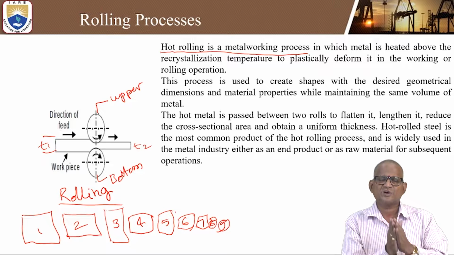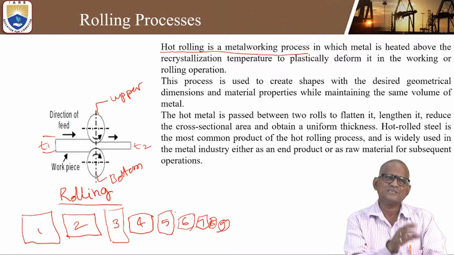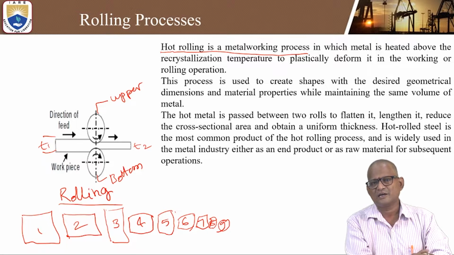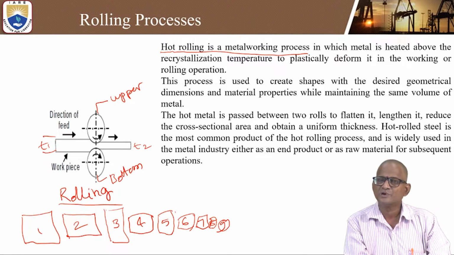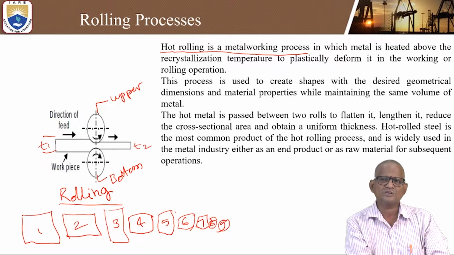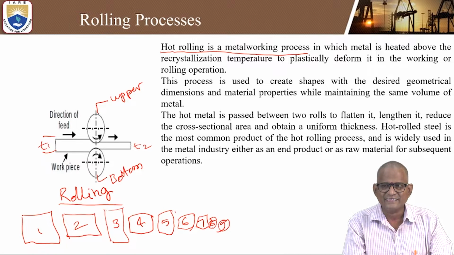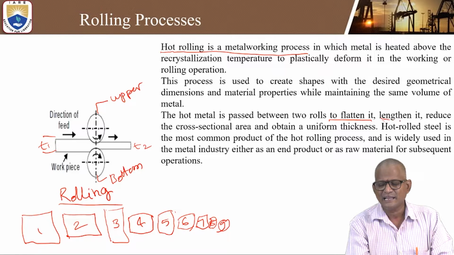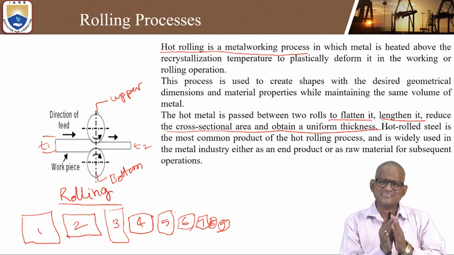So this is hot rolling. This workpiece will be in a red heated condition. Once it is heated, you can keep it through cranes and some equipment, where it is difficult for a human being to handle. You can use some equipment to transfer the raw material and fix it in the two rollers. Whenever the hot metal is passed in between the two rollers, it is flattened and lengthened, and the cross sectional area is reduced to obtain uniform thickness. This is the general definition.